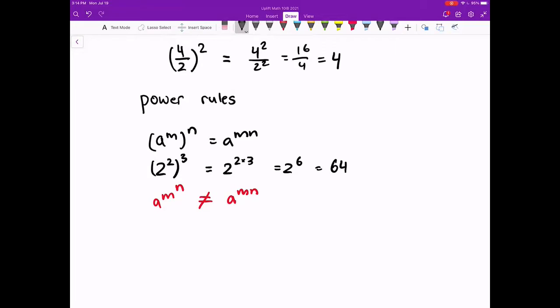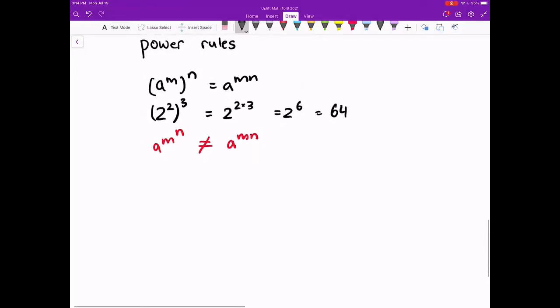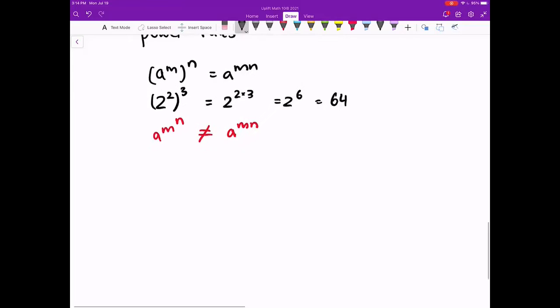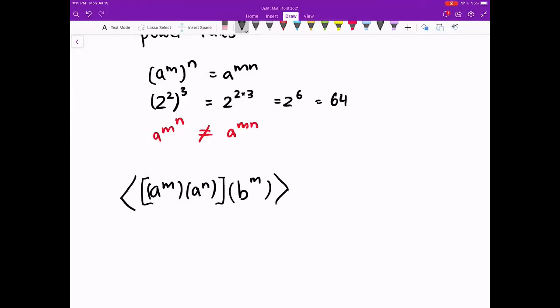And what we can do is that we could do a simple example combining all the laws together. So we can have a to the power of m times a to the power of n in brackets. I'll put another big bracket around this. And then multiply by b to the power of m. Okay, and then another pair of brackets and then a bigger pair of brackets. It's kind of complicated. And then to the power of n.